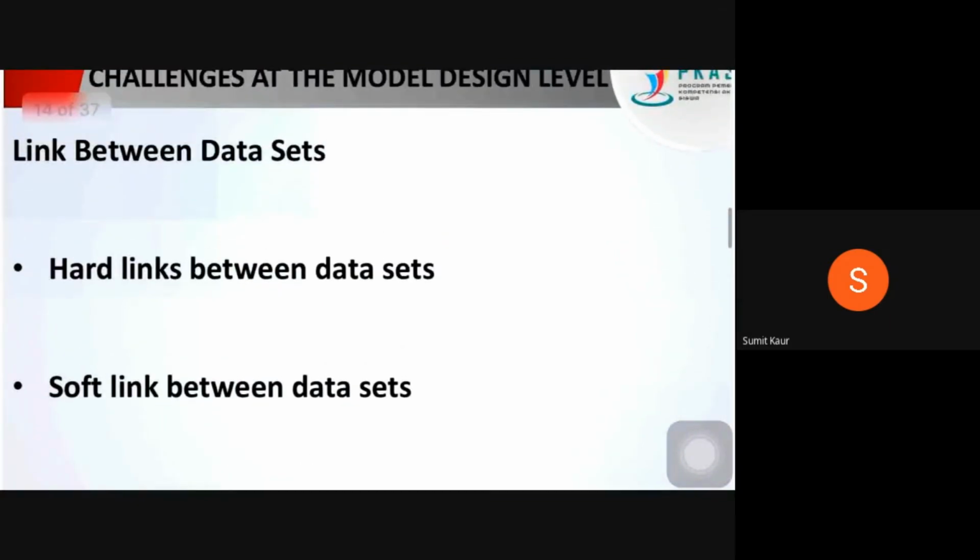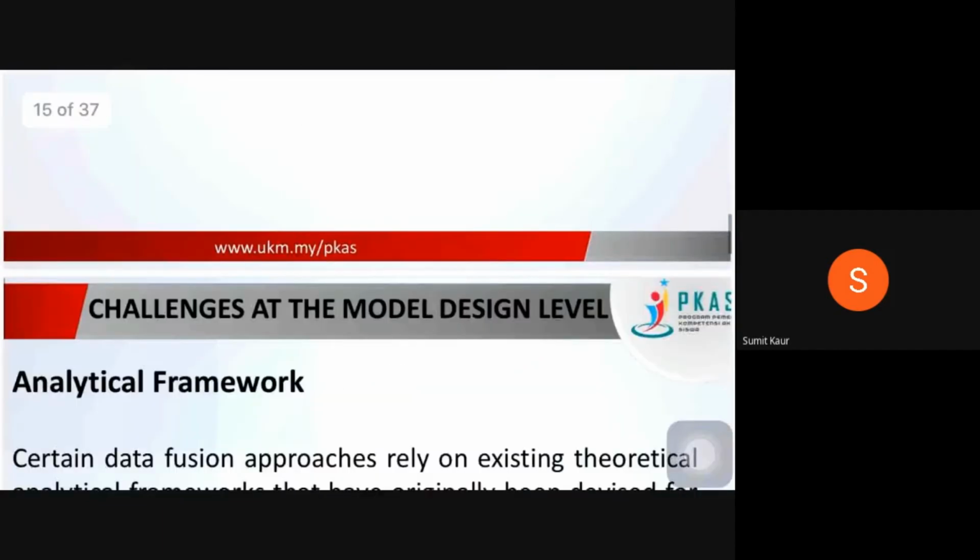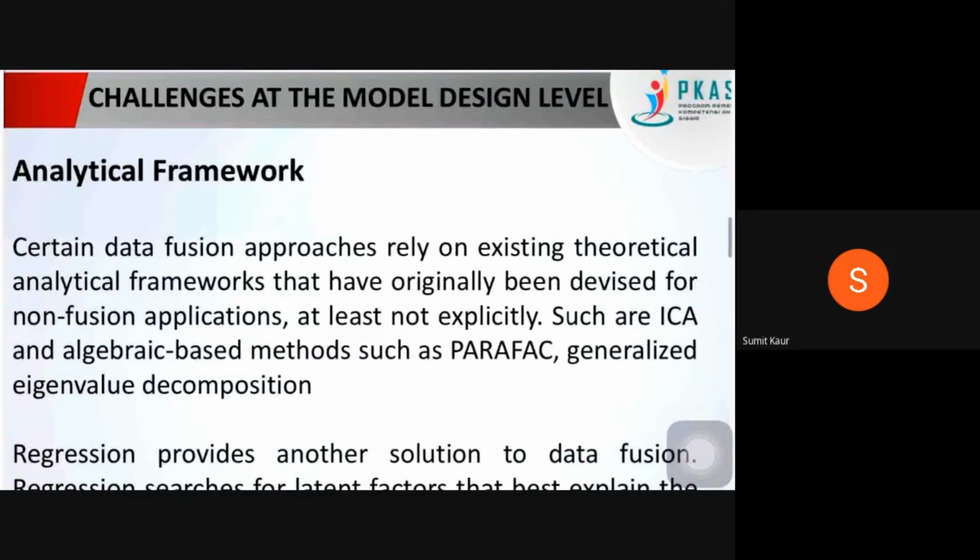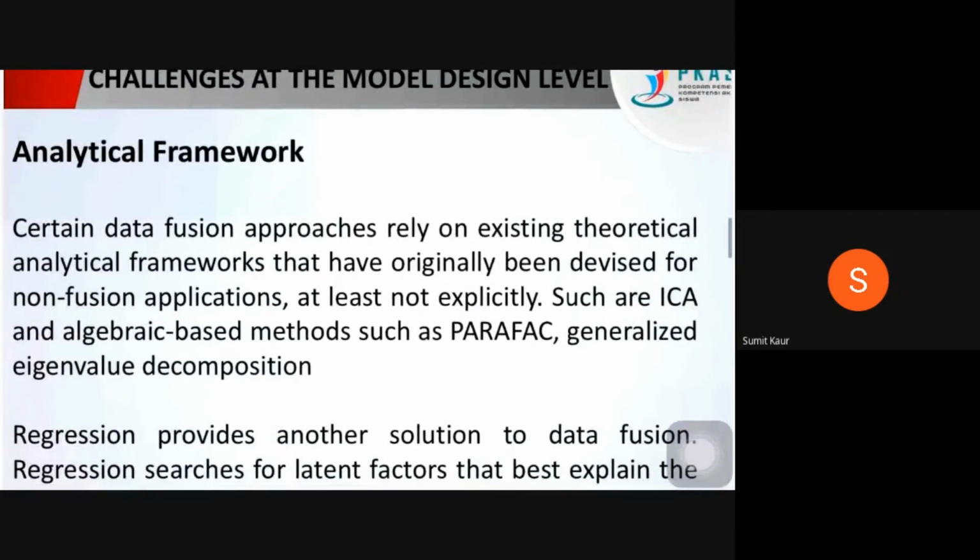When linking between the data sets, we have hard links or soft links between the data sets. When we say hard link, we are physically linked. And when we say soft link, we do pre-processing and then establish a link between them. Next, we are moving into the analytical framework.